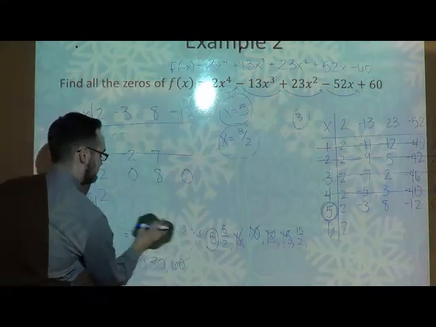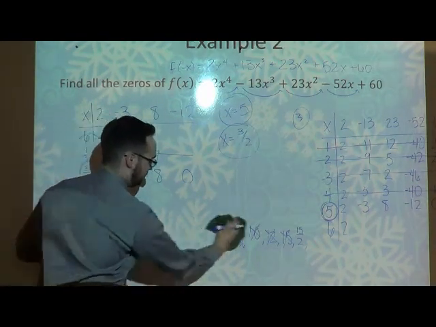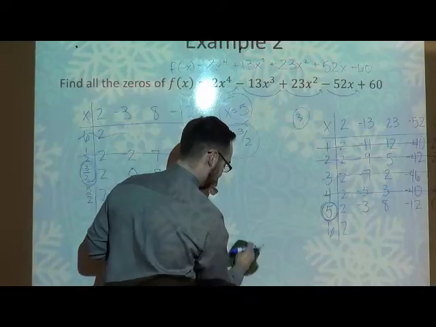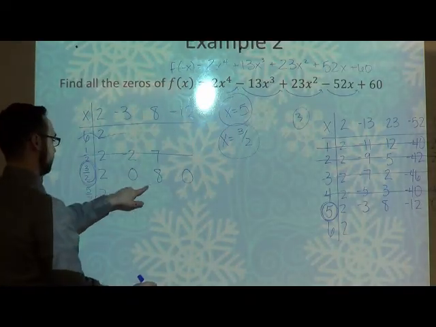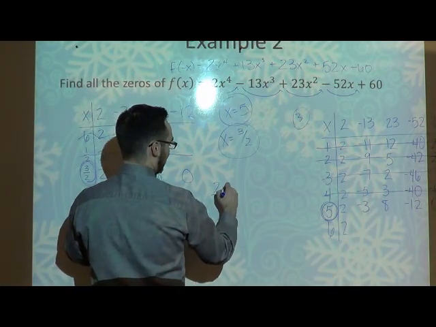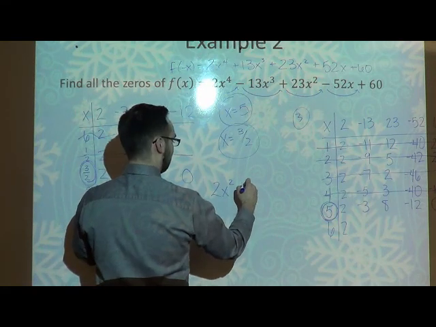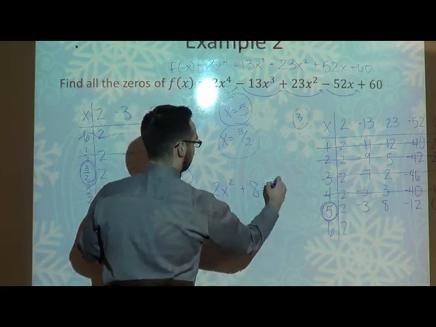Now I'm going to get rid of this just to give me room for what I have left. Notice we have this left. We have 2x squared plus 8 is equal to 0.